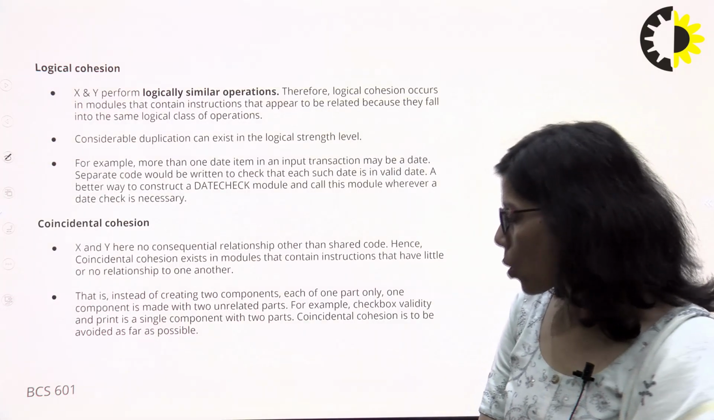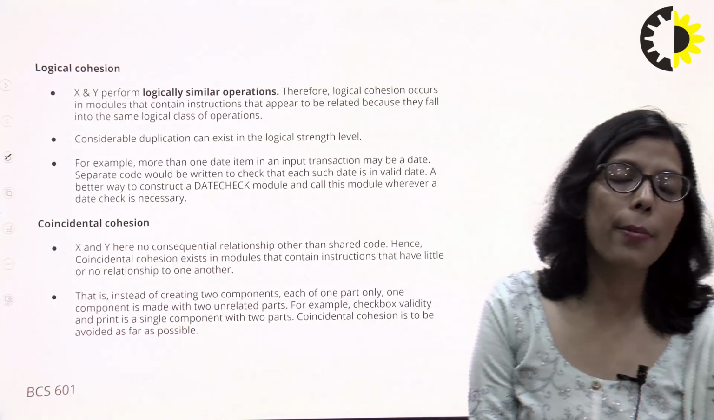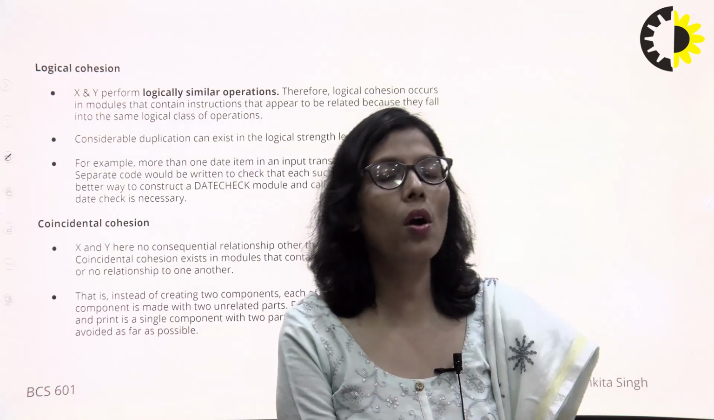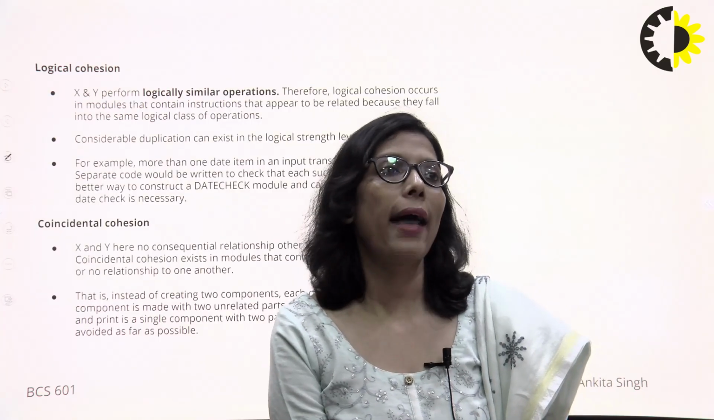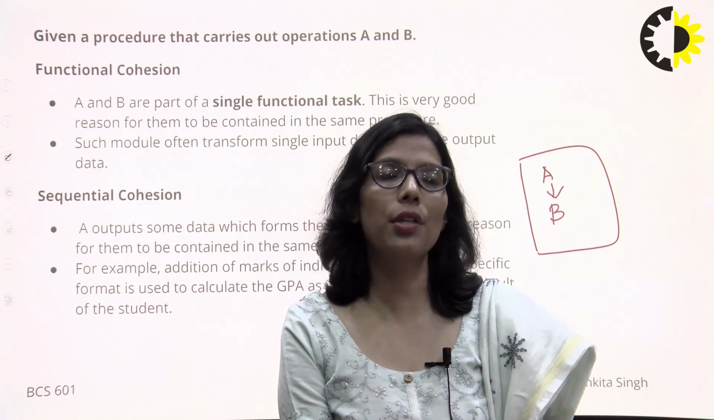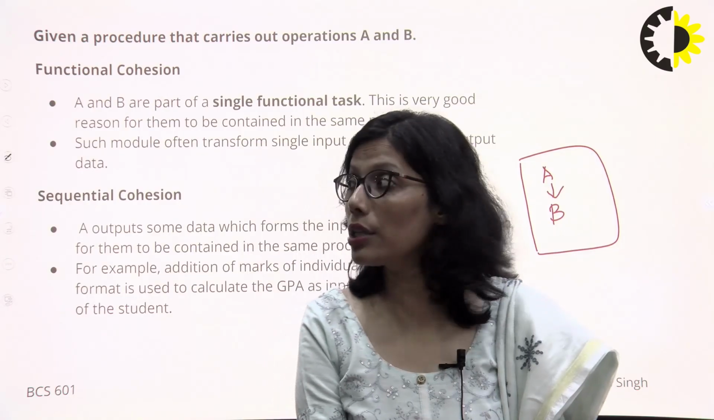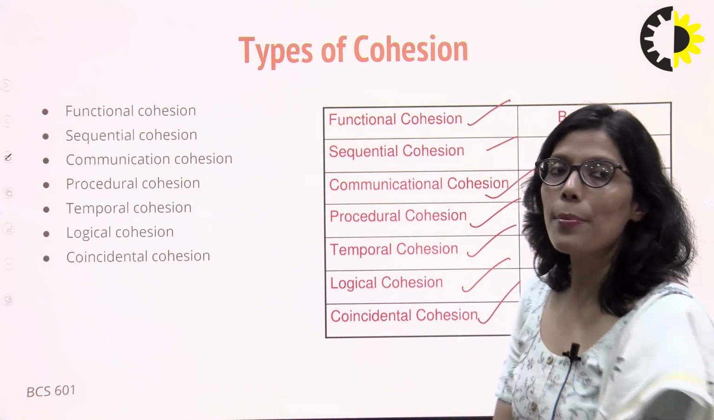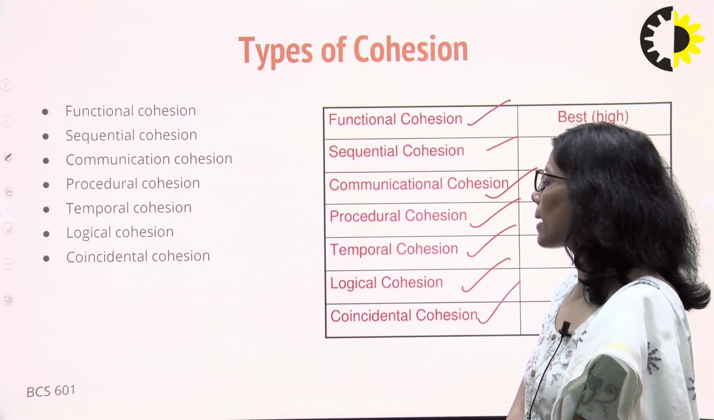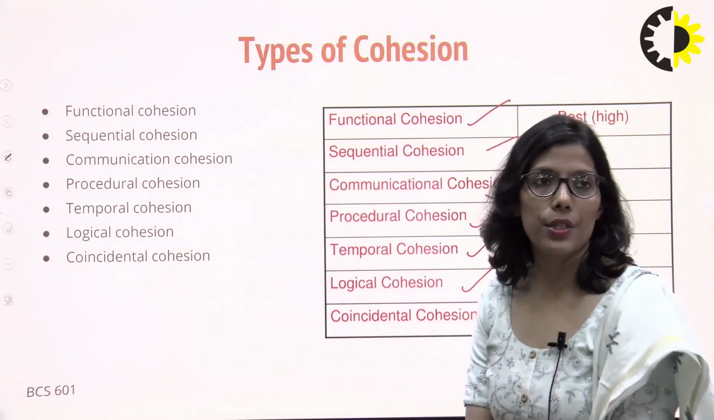Coincidental cohesion is the worst type of cohesion. We don't want unrelated things to be clubbed together into one module. And the best type is functional cohesion. If they are functionally related to each other, we call it functional cohesion. So, the best type is functional cohesion and the worst type is coincidental cohesion.